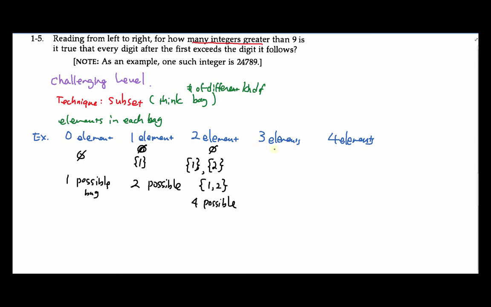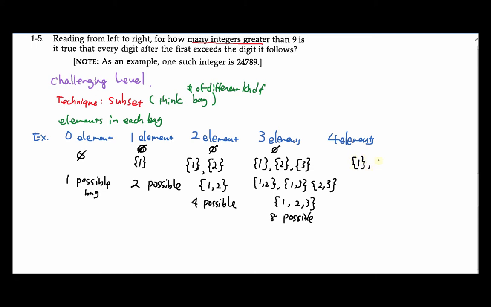And then I can have 3 elements, so I can have the empty set again, nothing in the bag. I can have 1, 2, 3 individually, or I can have 1 2, 1 3, 2 3, and then 1 2 3 in one bag. Counting all these, you're gonna notice there are 8 possible. Do you notice some sequence here? 1, 2, 4, 8. To make sure we have the right sequence, I'm gonna do the final element here.